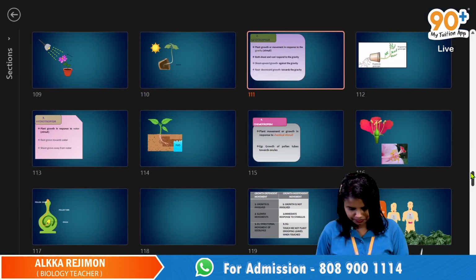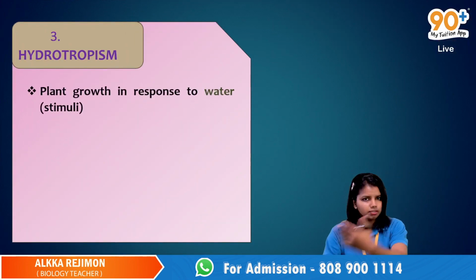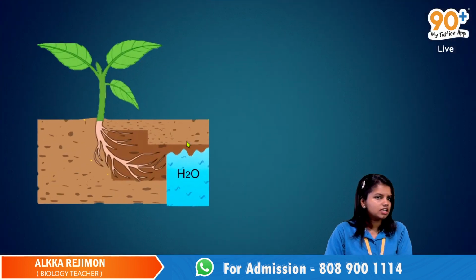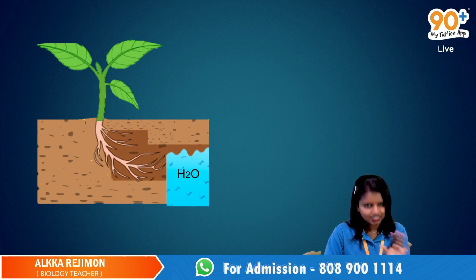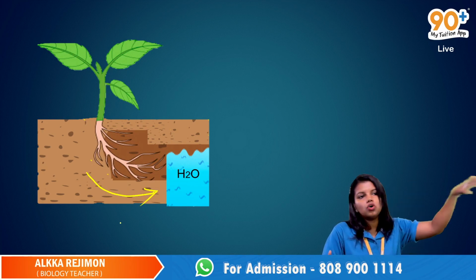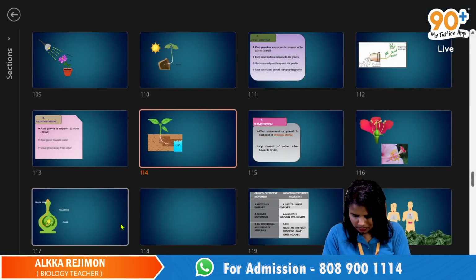Yes. And then you have hydrotropism. Hydrotropism is nothing but the plant growth in response to water. So a pretty good example is here itself. When there is a plant and the availability of water is scarce, wherever the water is available, the root always goes and finds the water. So the root always goes to find the water. That is, it is always showing a positive hydrotropism.